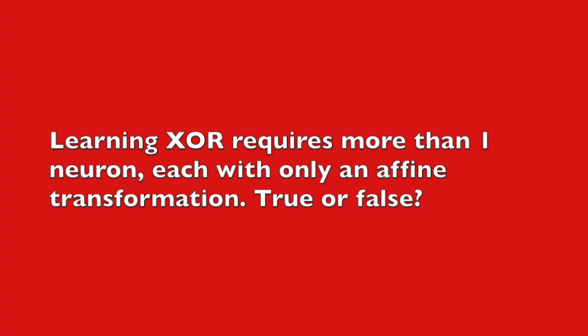Let's begin with a question which I'd like you to keep in mind as you go through the video. Learning or reverse engineering the XOR function requires more than one neuron. Each of those multiple neurons that we are going to use can suffice with only an affine transformation. We do not need an activation function. Only an affine transformation is enough for each of the neurons in learning the XOR function.